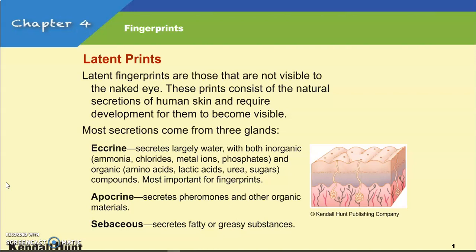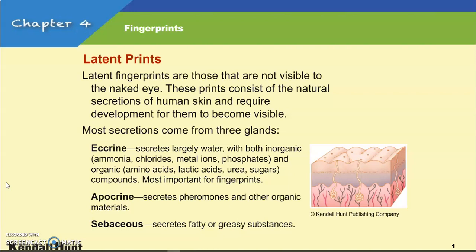Most secretions come from three glands. Eccrine, which secretes largely water with both inorganic compounds, which would be ammonia, chlorides, metal ions, phosphates, and organic compounds, amino acids, lactic acids, urea, sugars. And these are most important for fingerprints. Okay, so these are some of the ways that we're able to see fingerprints visibly.